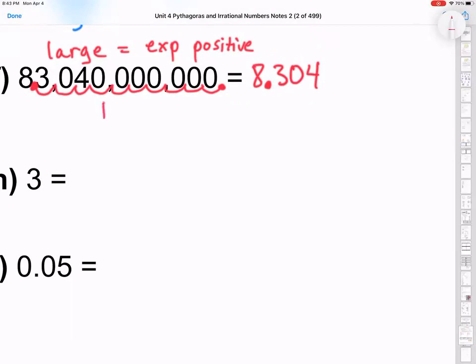And again, we had to move that decimal over 10 times. So this is now why we have our scientific notation always times 10. And our exponent is that positive 10th power.